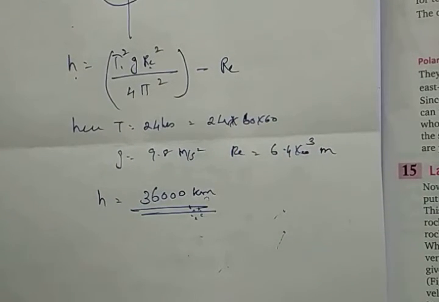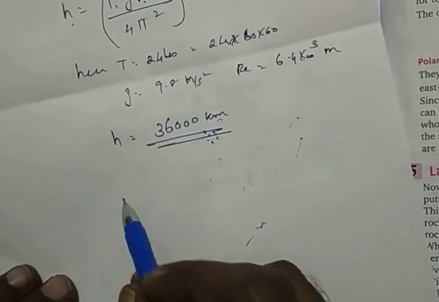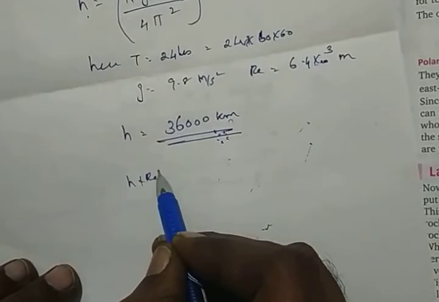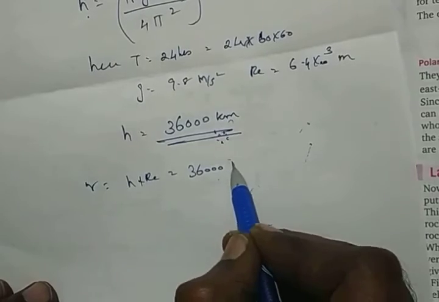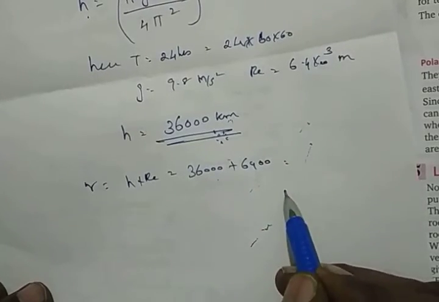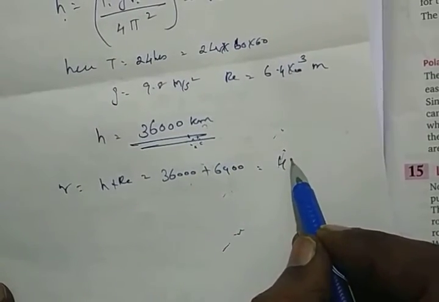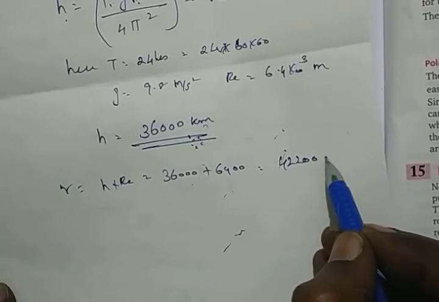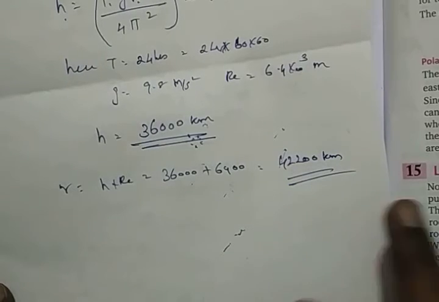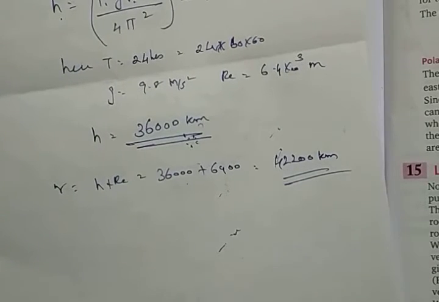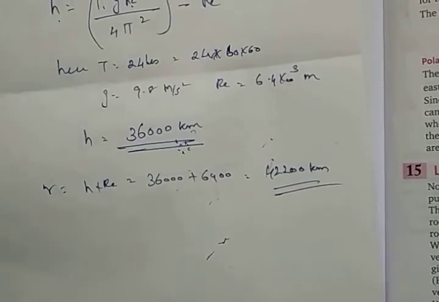In order to find the total distance from the center of the Earth, we want height plus RE. If it is small r, it is equal to 36,000 plus 6,400, so you will get somewhere around 42,200 kilometers. That is quite a lot. I hope you got an idea of how wonderful it is to see a satellite above the surface.